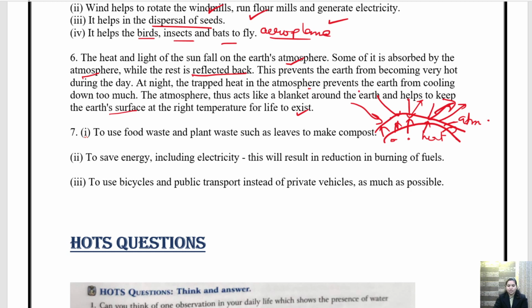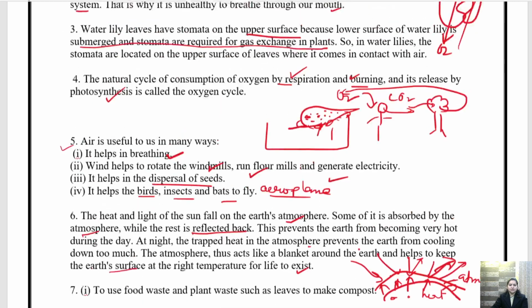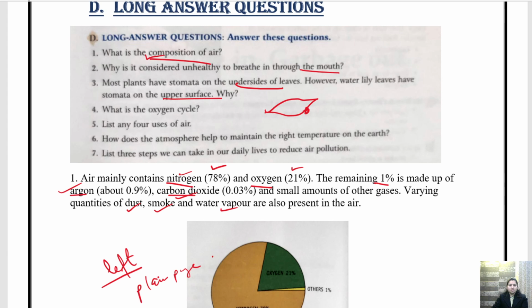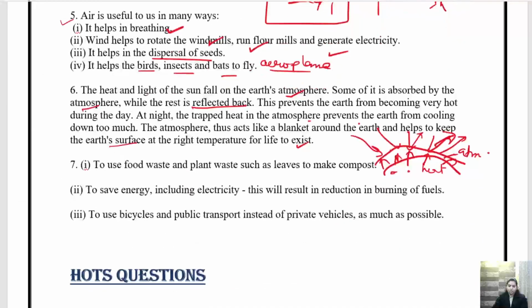So this was question number 6. Now question number 7, last question of long answer question. List 3 steps we can take in our daily lives to reduce air pollution. So what are the 3 steps that we can take? First, to use food waste and plant waste such as leaf to make a compost.